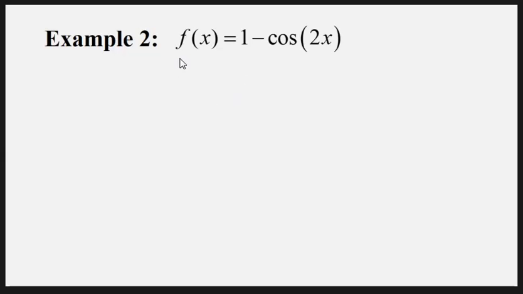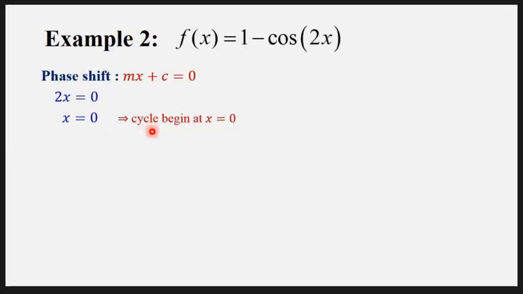Example 2, in sketching cosine functions, we have the function f(x) equals 1 minus cos 2x. To sketch this graph, we begin with the first thing, the phase shift, where we take the bracket terms equal to 0. So we have 2x equals 0. From there, we solve for x and find x equals 0. The cycle of the graph later will begin with x equals 0.